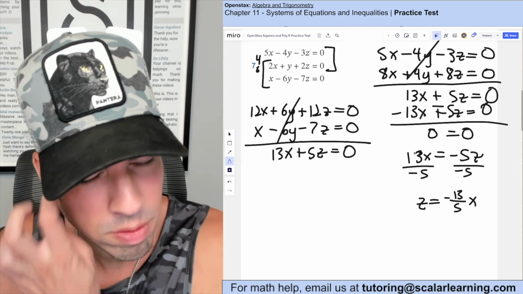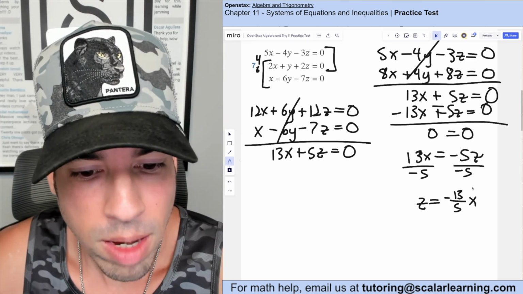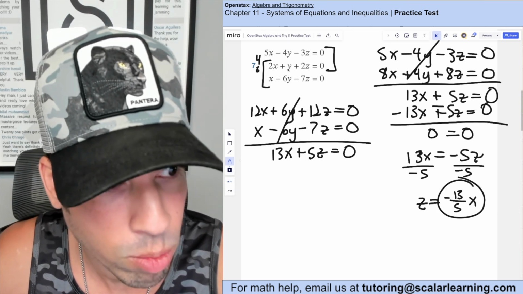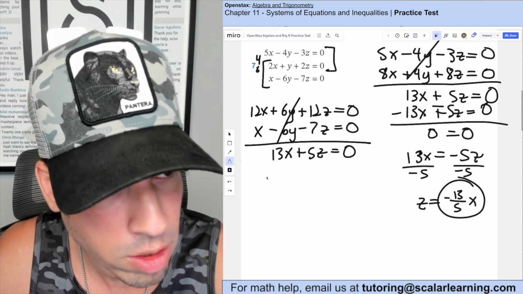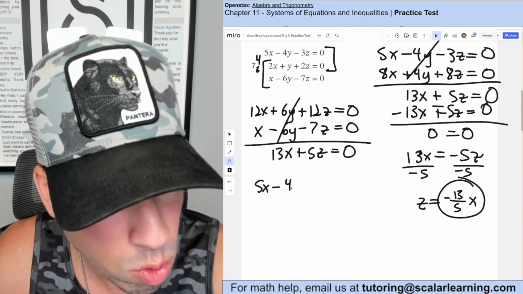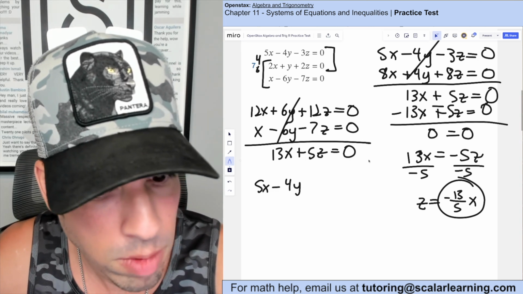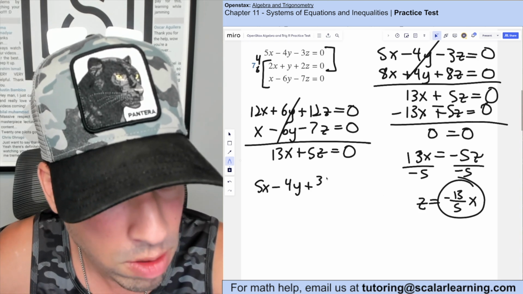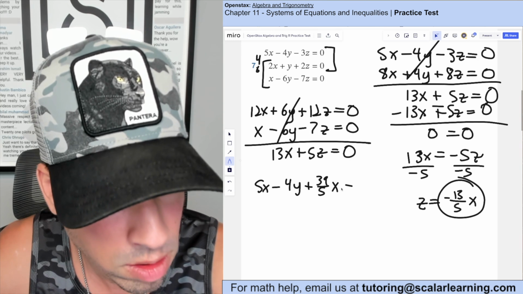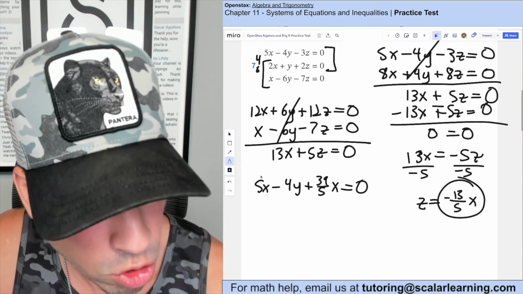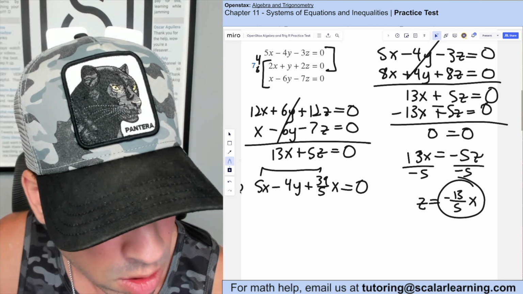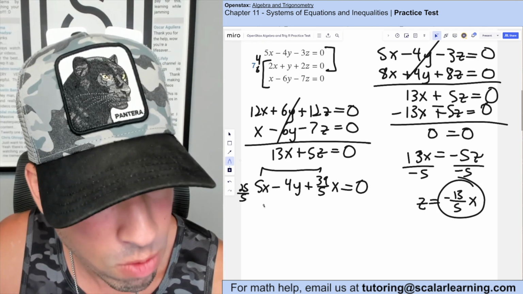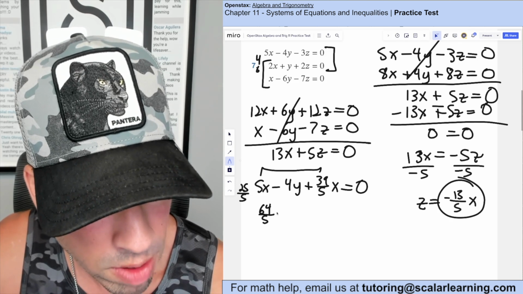Now I just need to get an equivalency for y. And I can do that by plugging this in for z in any of those equations, but I'll just choose the top one and then isolating y. So we got 5x minus 4y, and then negative 3 times negative 13 over 5 is positive 39 over 5 x is equal to 0. So I can combine like terms, right? Add these together. 5 is really 25 over 5. So 25 plus 39 is 64. So we got 64 over 5 x.